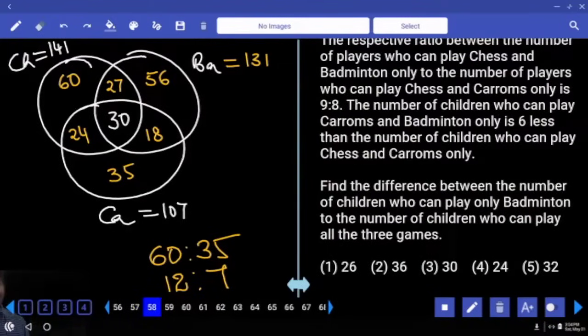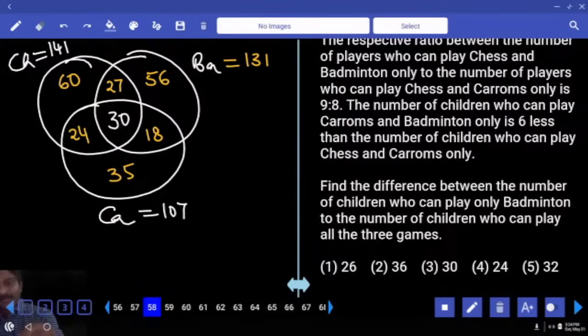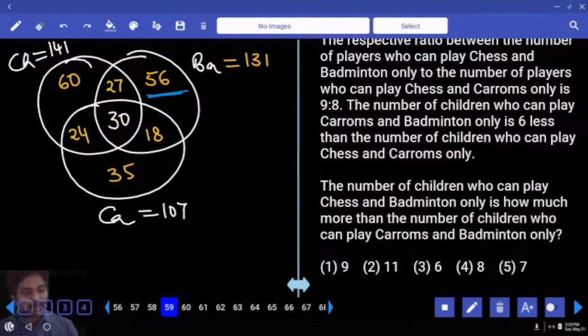Find the difference between the number of children who can play only badminton, only badminton 56, to children who can play all 3 games, all 3 games. And we were asked to calculate the difference, 26. The number of children who can play chess and badminton only is how much more than the number of children who can play carom and badminton only? Carom and badminton, 27, 18, difference 9.